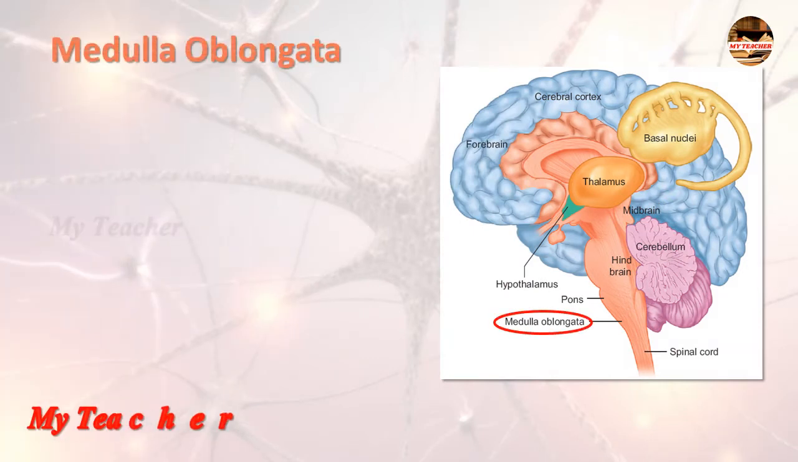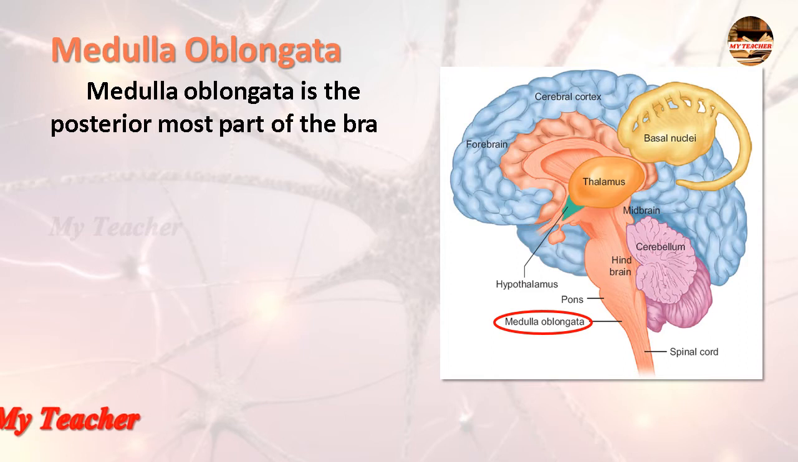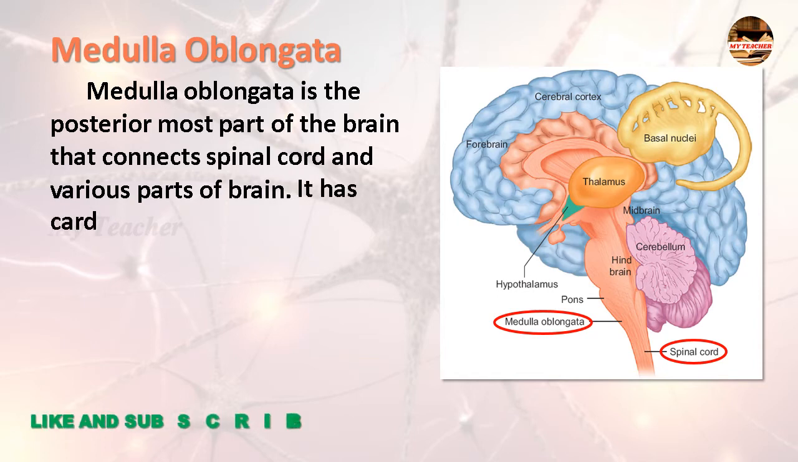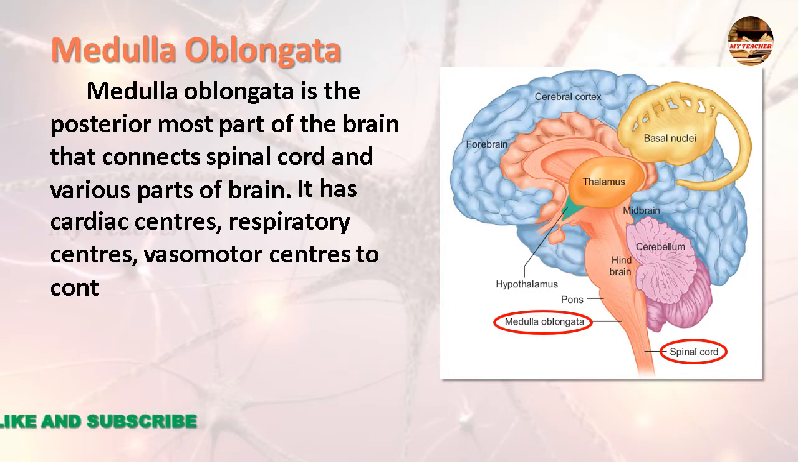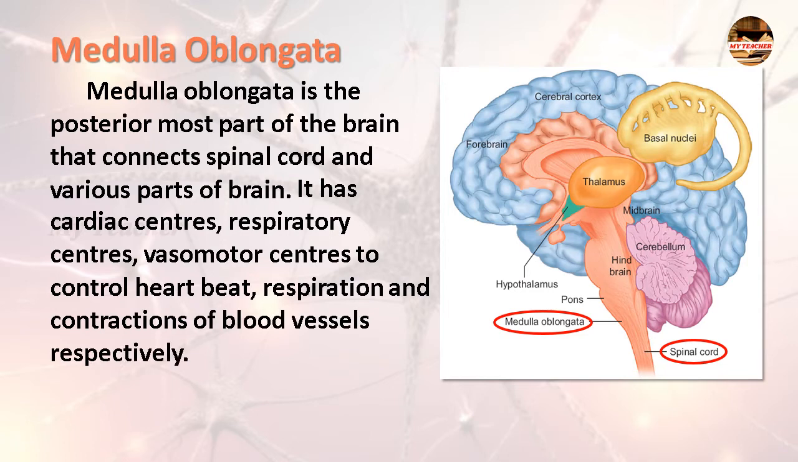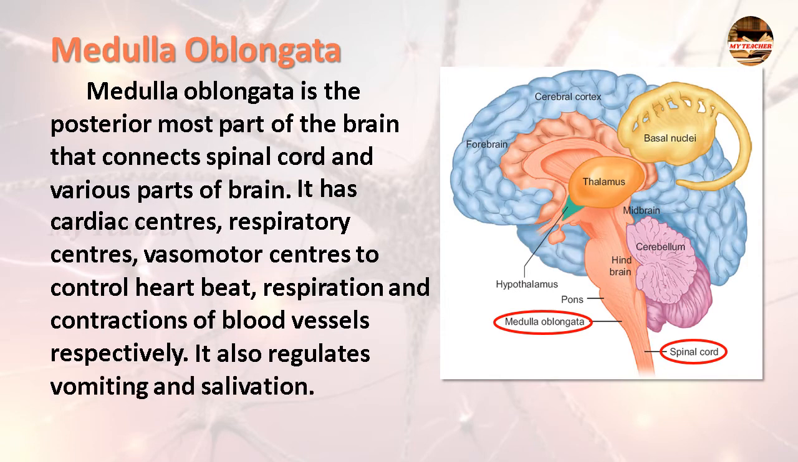Medulla oblongata. Medulla oblongata is the posterior-most part of the brain that connects spinal cord and various parts of brain. It has cardiac centers, respiratory centers, vasomotor centers to control heartbeat, respiration and contraction of blood vessels respectively. It also regulates vomiting and salivation.